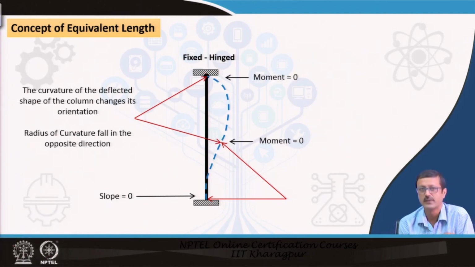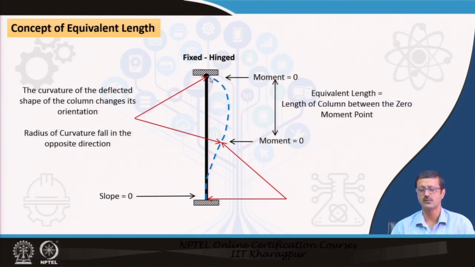So, we may say that these points are the moment 0 points. Why is it moment 0? Because it changes its curvature. As curvature changes, this point must be moment 0, from positive to negative. So, definitely there is a sign change in the moment. The moment is 0 over here, where there is this change of curvature. So, the distance between these moment 0 points is nothing but the equivalent length of the column, right.